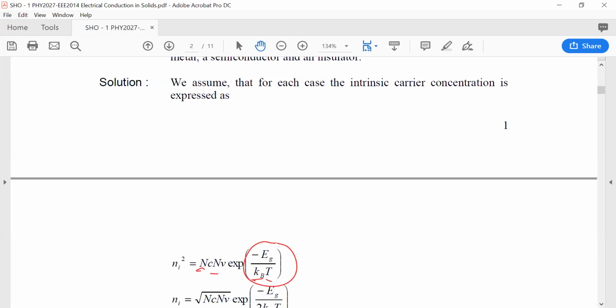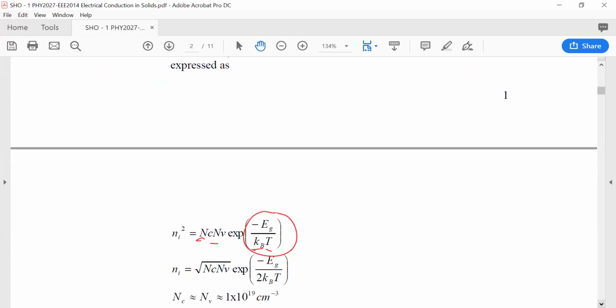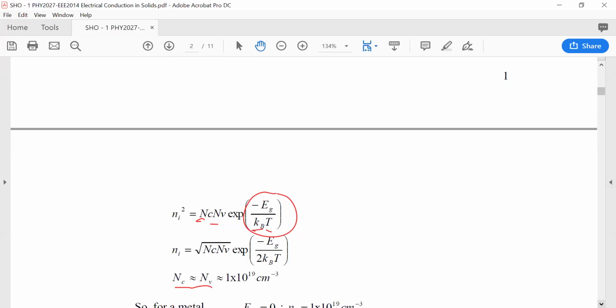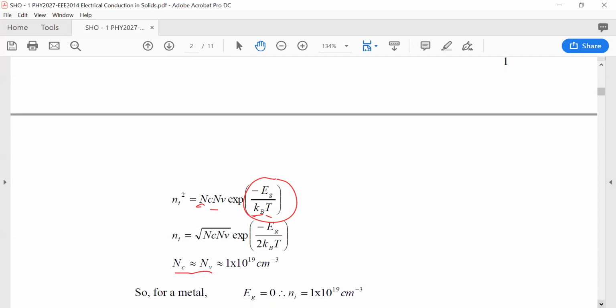Because some numbers and some constants are very large and some are very small, we often use approximations. So for example, in these calculations of the intrinsic carrier concentration, we're going to assume that the density of states in both the conduction and valence bands are equal to 10 to the 19 per cubic centimetre. So we've got NC is approximately equal to NV, which is approximately equal to 10 to the 19. So that's our expression. We're first of all going to look at the metal.